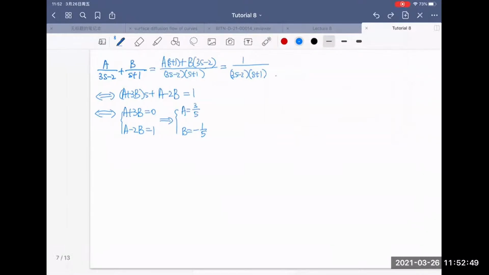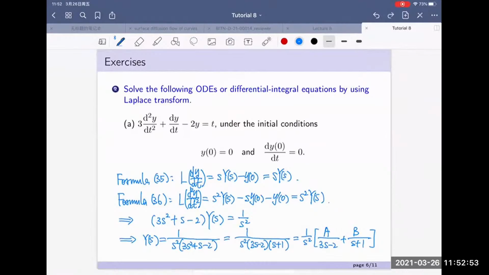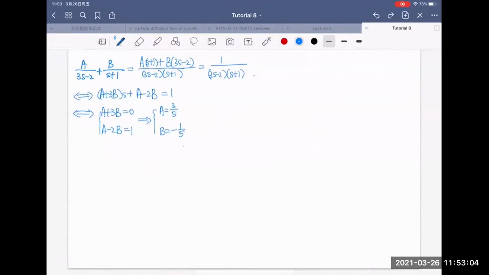Once you have A and B, you know how to decompose this function into simpler functions. Then you apply the inverse Laplace transform to capital Y. Now you know that capital Y is just 1 over s squared times A times this term. If we divide 3 in both upper and lower side, we get this. Plus B times this term. Both A and B contain 1 over 5, so we can extract this 1 over 5 outside the bracket.